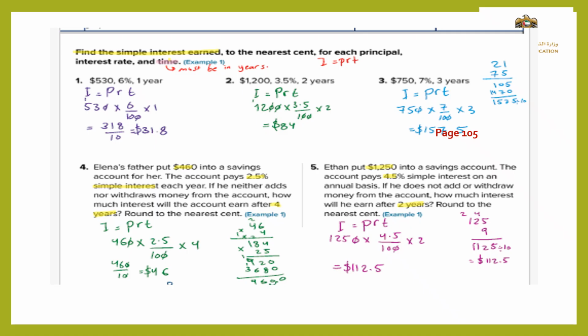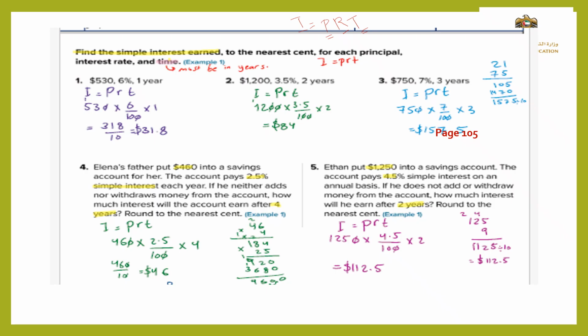Here you see, find the simple interest. Simple interest means the formula you have to know, that you have to learn by heart, that simple interest is I equal to PRT. Okay, P means principal amount, R means rate of interest, T means time period. Time period means it must be in year, 1 year or 2 years, something like that. Sometimes they will give you in months to confuse you.